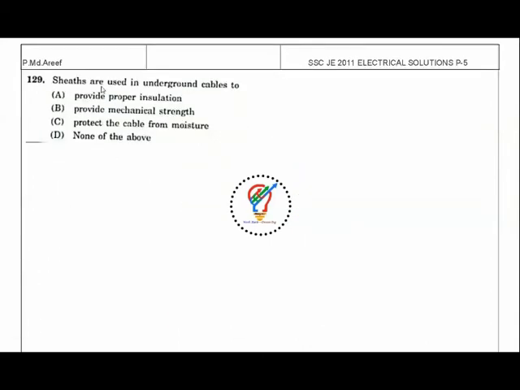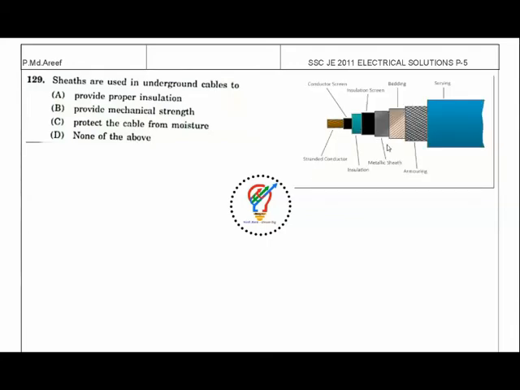Next question. Sheaths are used in underground cables. Options provided are: proper insulation, provide mechanical strength, protect the cable from moisture, none of the above. So here you can see there is an underground cable. Here we have the conductor and conductor screen, and insulation is provided here, and insulation screen, and here we are using the metallic sheath. What is the purpose of this metallic sheath? This metallic sheath is going to protect the cable from the entering of moisture. So this metallic sheath is going to protect the cable insulation from moisture entering. That is its property here.